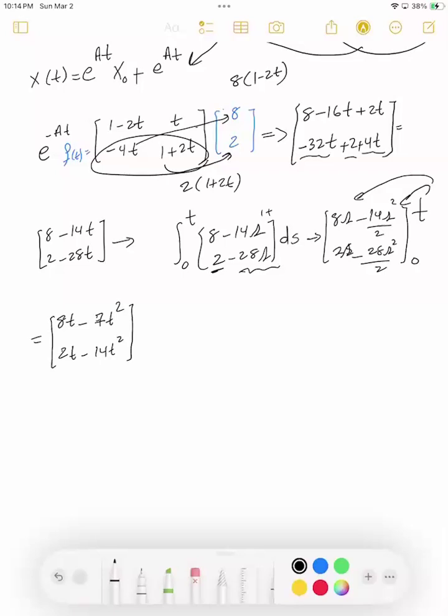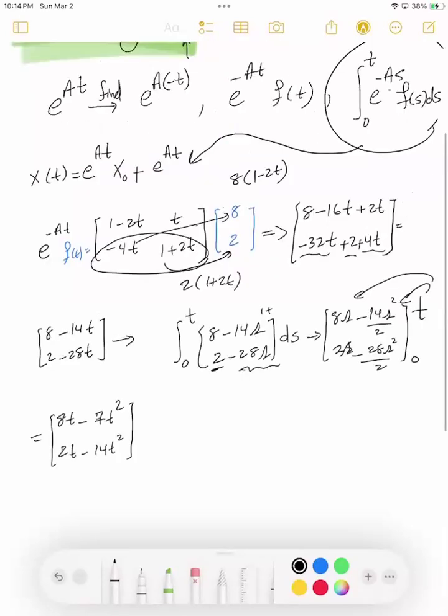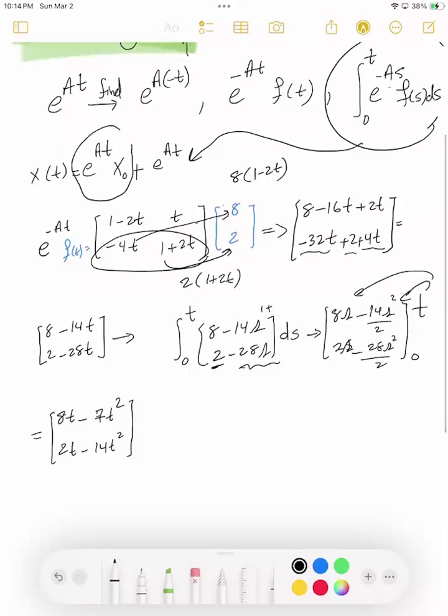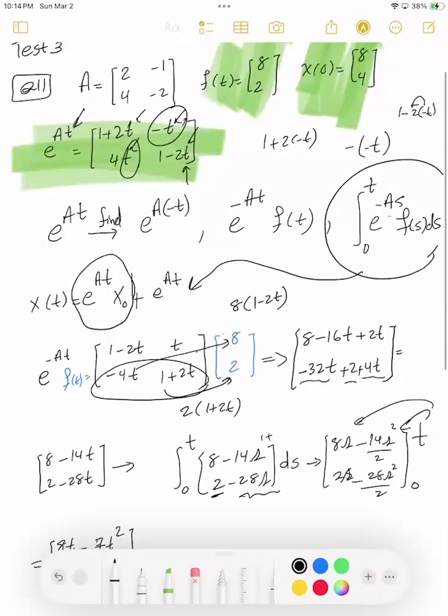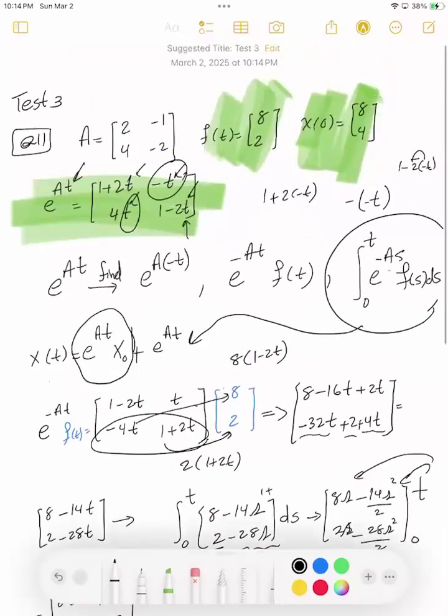The next step over here is, let's multiply e^(At) by x sub 0. So let me go and clean up this here.